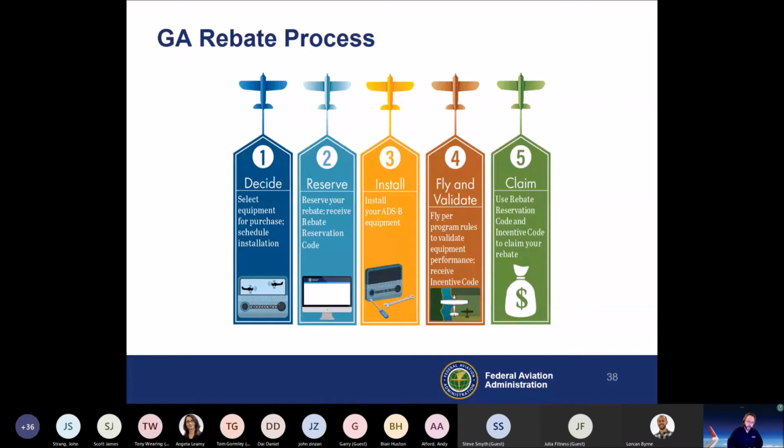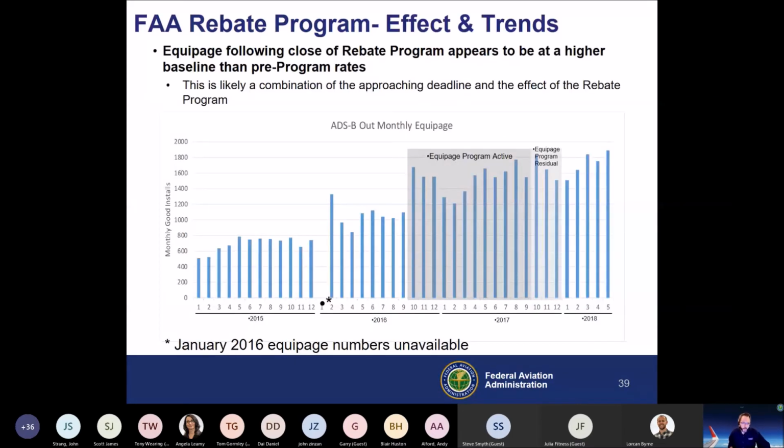The effect of this was really interesting, I think. What you see here is equipage numbers, monthly good installs over time by month, 2015 through 2018. Good installs are verified, properly functioning installations of ADS-B equipment. You can see fairly low numbers in 2015, monthly installs in the 400 to 800 range, stepping up in 2016 as we started to get the word out, and then really stepping up when the rebate program was active.